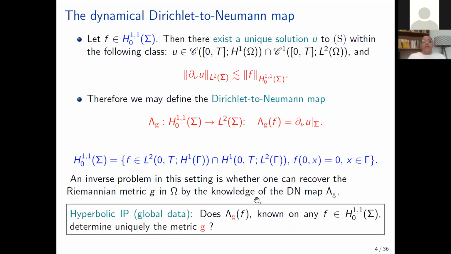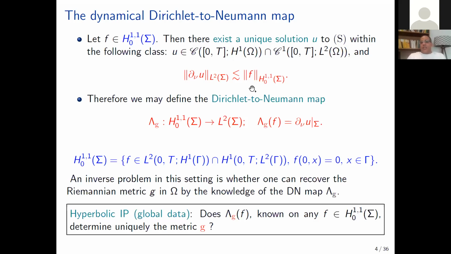Then it is well known that if you consider f, the boundary condition in H^1 of Sigma, this space is, roughly speaking, the set of the functions which are H^1 in both variables t and x, and which satisfy some compatibility condition with initial data. So if we take f in this space, our system admits a unique solution u in this class of functions, and by the multiplier method, we can prove that the normal derivative of the solution can be estimated or controlled by the norm of the boundary condition f.